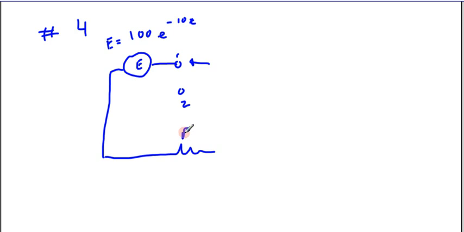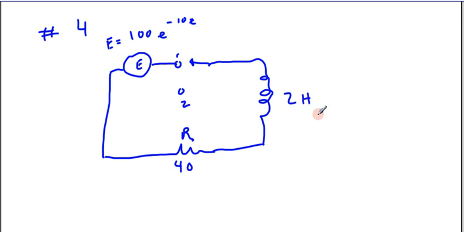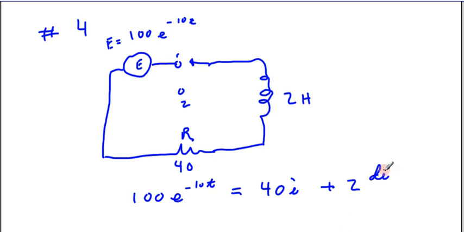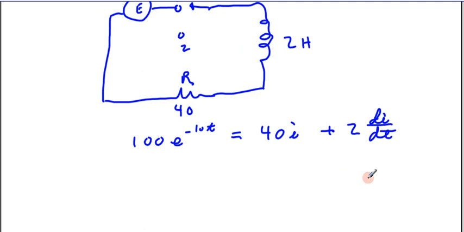Okay, so I've got a resistor that's 40, and I have an inductor that's 2 Henry. Okay. And I have a problem that says 100 e to the minus 10t is equal to 40i plus 2 di/dt. And I have an initial condition. What is it? I at 0 is 0.